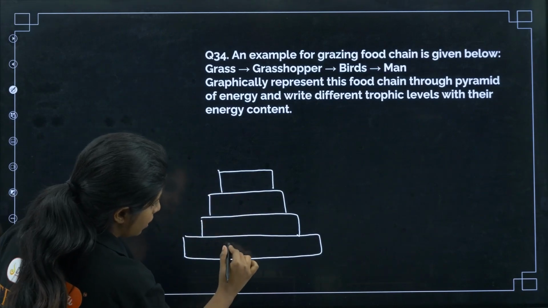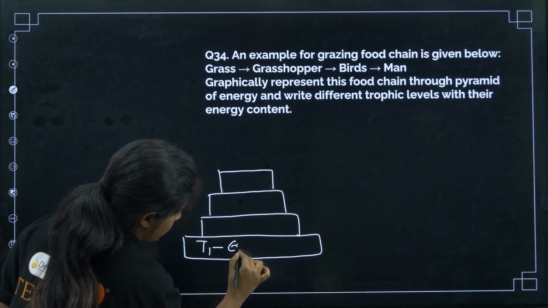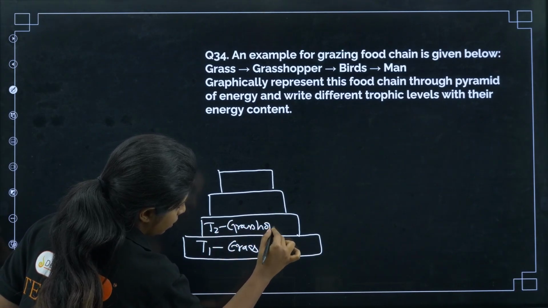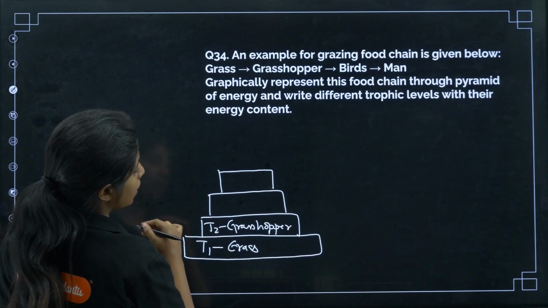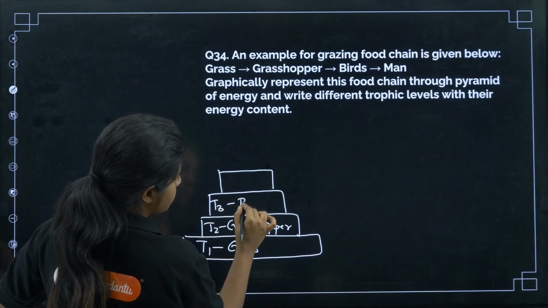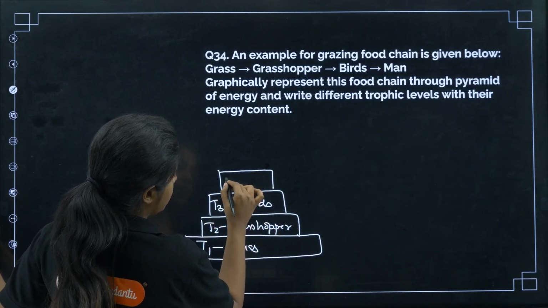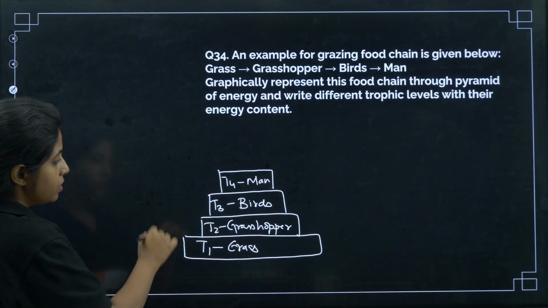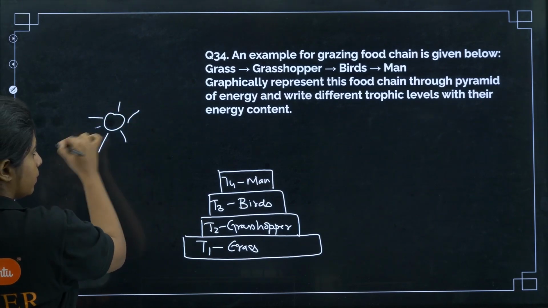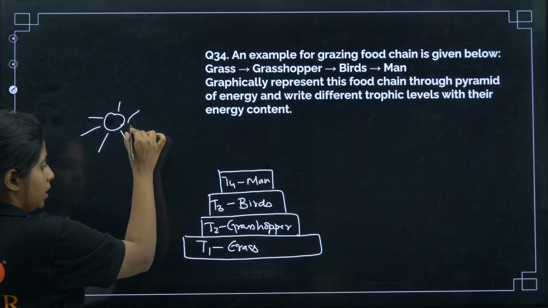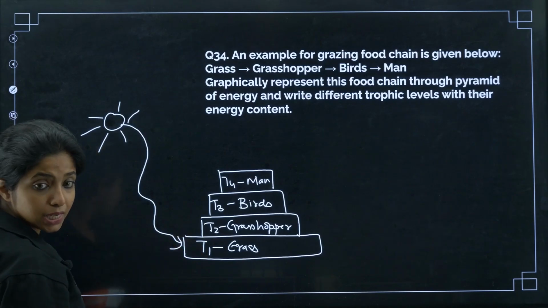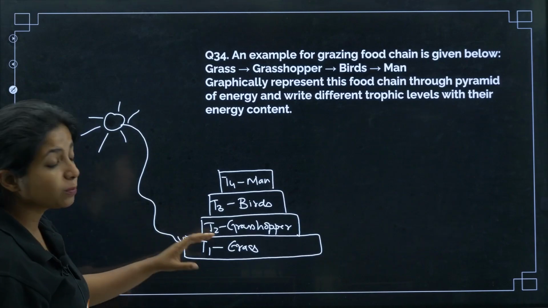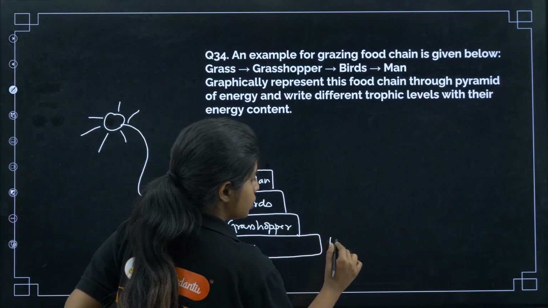So, over here, what do we have? We have trophic level 1, that is occupied by grass. Trophic level 2 occupied by grasshopper. Trophic level 3 occupied by birds. And trophic level 4 occupied by man. Cool. So, the sun's energy, if you remember, almost 1 to 2% of the sun's solar energy is being taken up by grass. I mean the visible light, I'm talking about that. That is the producers. Suppose it has 10,000 kilojoules of energy.